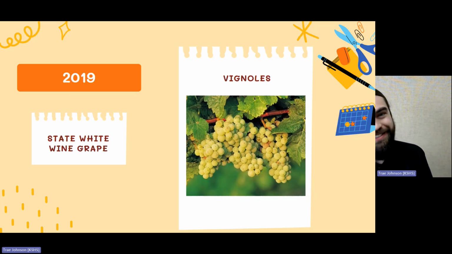Okay, so on our next two state symbols, we get a little off the rails with these. Although Kansas has made history with prohibition, or the banning of the production or sale of alcohol in the early 20th century, it has a rich history of vineyards. In 1901, there were 5,000 acres of vineyards in Kansas. Vignole was made the state white wine grape in 2019. It produces a variety of wines from sweet to dry.